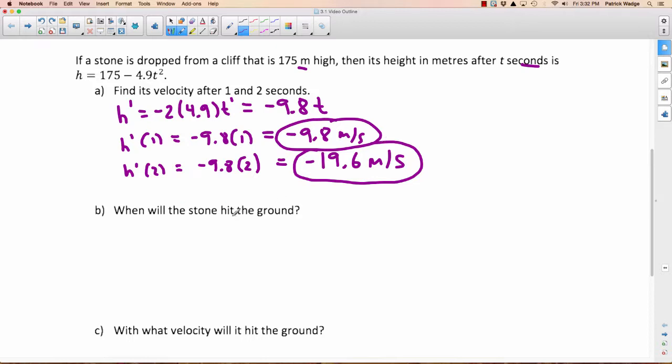When will the stone hit the ground? Well, this is more a pre-calculus question than a calculus question. If we want to know when the stone will hit the ground, what we're interested in is when h, the height, is 0.